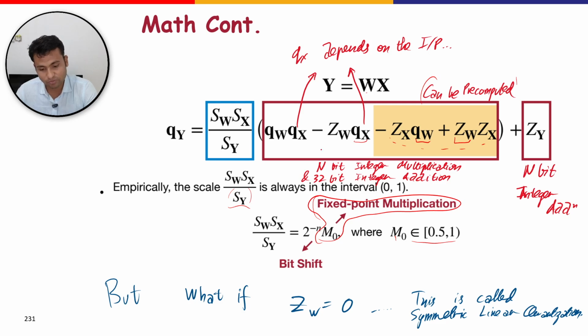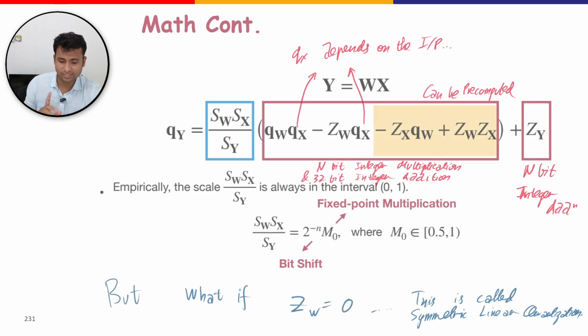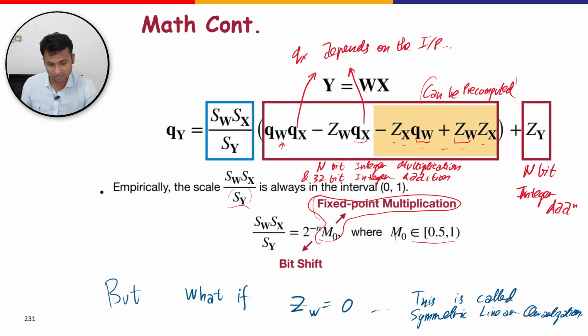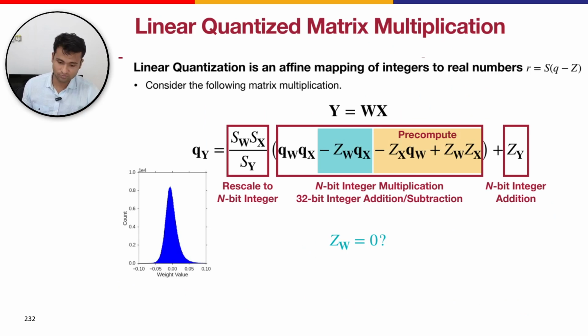In fact, out of this operation also, this QW into QX is the only heavy thing which you have to do. The zero point into QX is anyways what you've calculated. Actually, I'll be correcting myself a little bit. Both of these operations will take n-bit integer multiplication. So both of them are equally complex. Sorry, let me just correct myself. Both of these are complex. Both of these are n-bit multiplications.